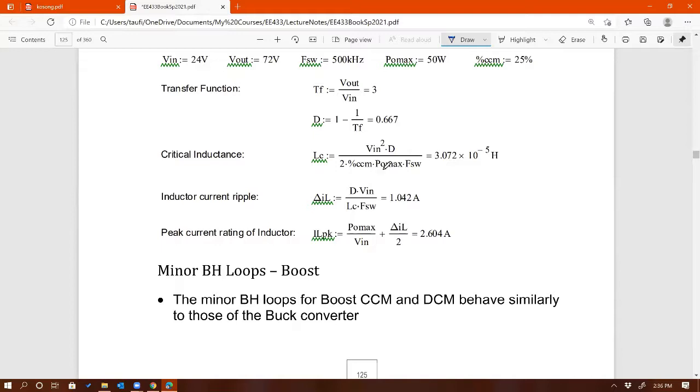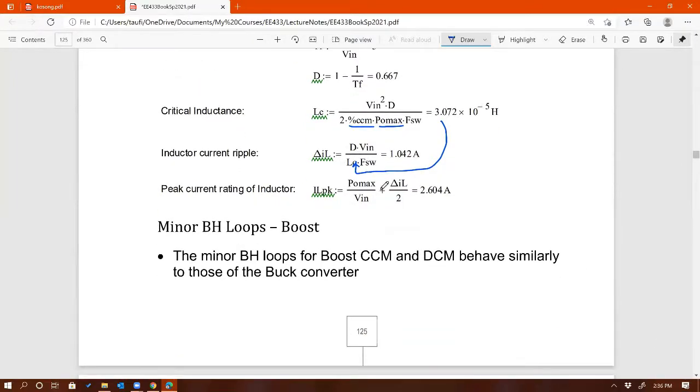And keep in mind that this P out has to be multiplied by the 20%. P out max times the 25%, sorry. That will give us the critical inductance. And I'm going to use this like in the buck example. I'm going to use this critical inductance to calculate delta IL right there. And delta IL is now equal to 2.604 amps.